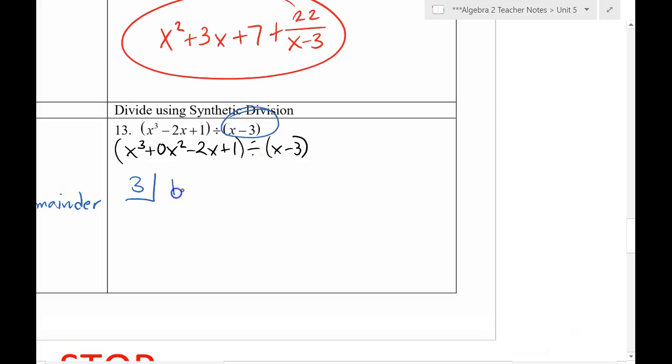And then our first term will be 1, then 0, then negative 2, and the next term will be 1. Then we bring down this 1, comes down here. 3 times 1 will be 3. 0 plus 3 is 3. 3 times 3 is 9. Negative 2 plus 9 will be 7. 3 times 7 is 21. Then add up that column. 1 plus 21 is 22.